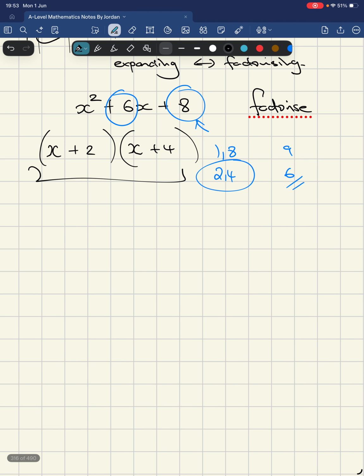As we progress through this, I'll teach you a bit more about factorising, and we'll move on to solving and what that means as well. So let's have a go at factorising another one.